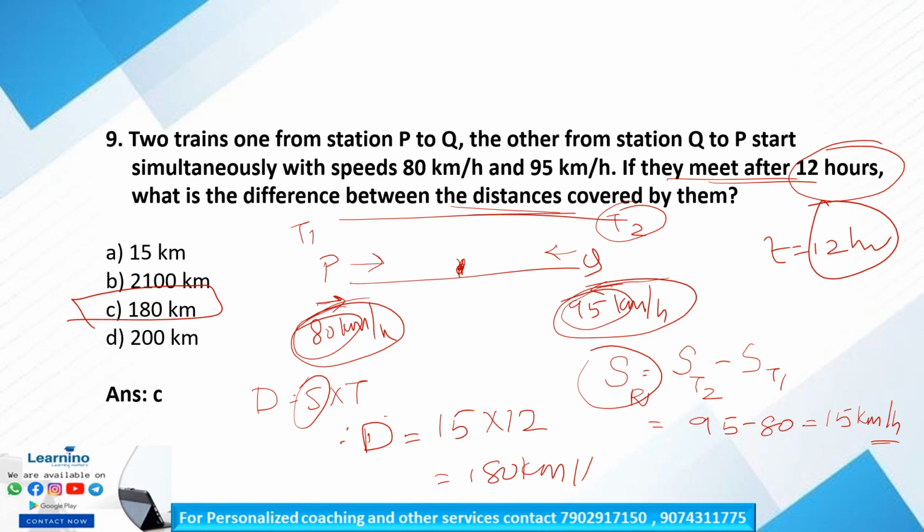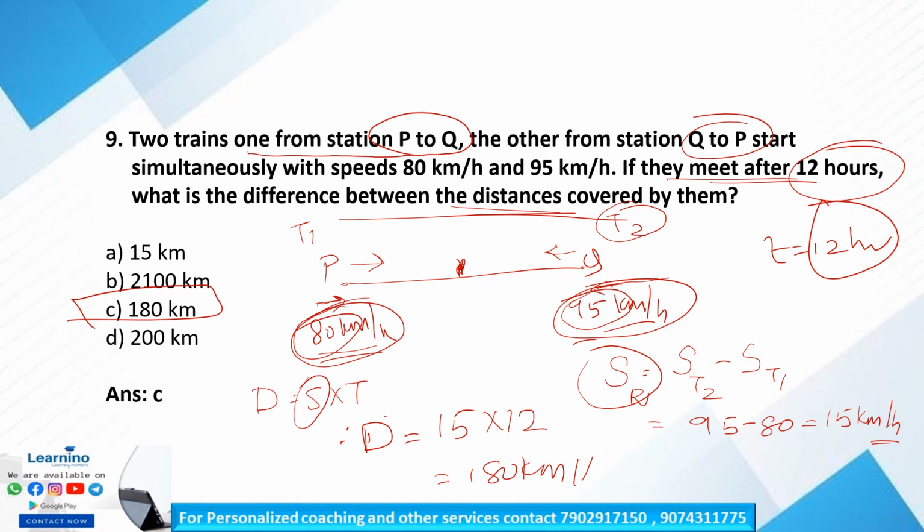Is it clear? They are starting at the same time from P and Q with different speeds. We have to find the relative speed. If they are traveling in the same direction, the relative speed gets added, and if they are traveling in the opposite direction, as they are here, the relative speed gets subtracted. The two trains are from station P to Q and the other from Q to P, so opposite direction. So the speeds are subtracted from each other.